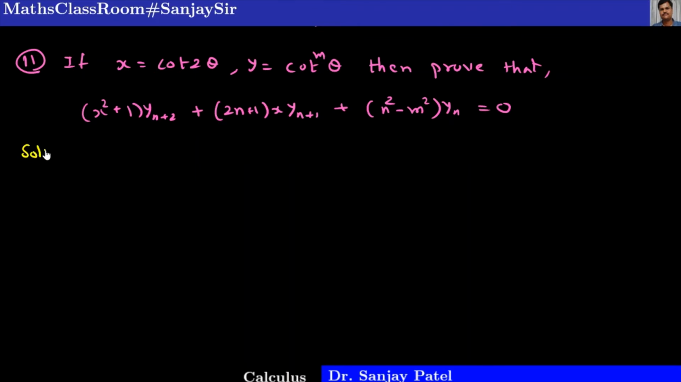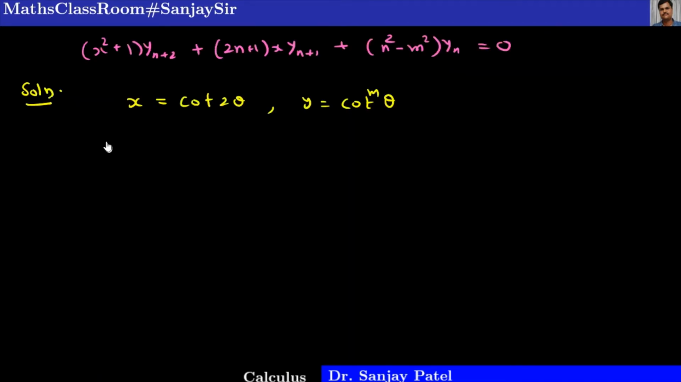So solution here, we have the function y given in terms of parametric equations. x is equal to cot 2 theta and y is equal to cot raised to m theta. We want to find dy by dx, that is y1, d2y by dx square, y2, and obtain a relation between y1 and y2. You can use the derivative of parametric functions to find dy by dx and d2y by dx square. But instead of that, we'll eliminate this parameter theta and obtain a direct relation between x and y, or we'll find y as a function of x.